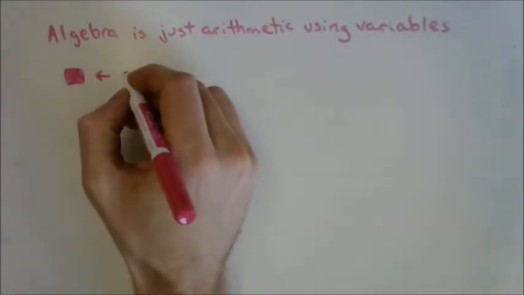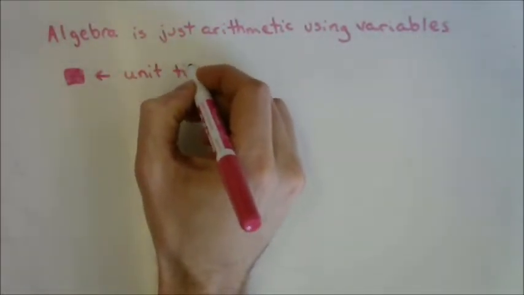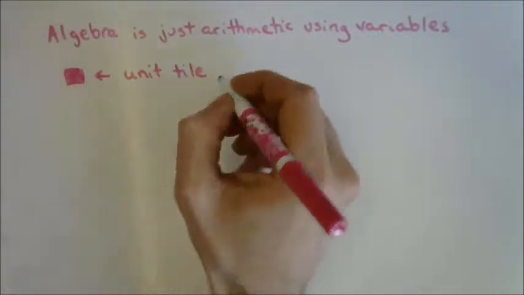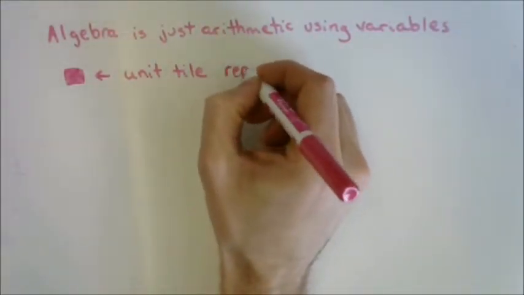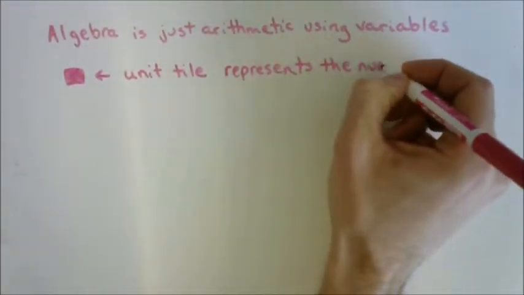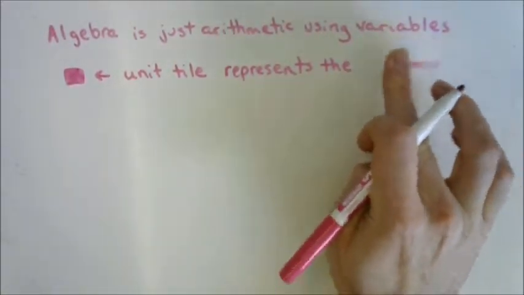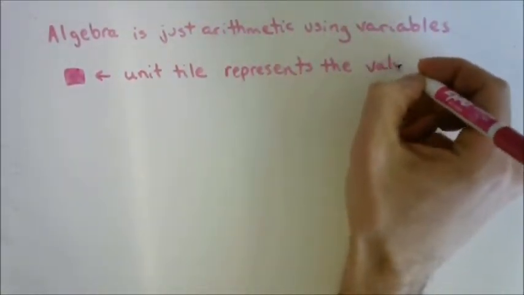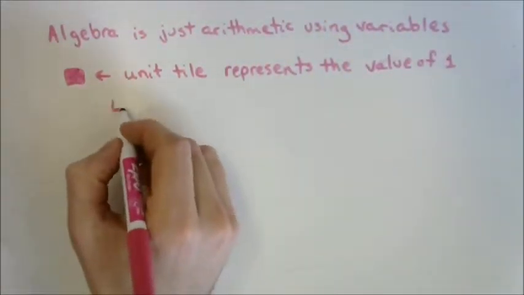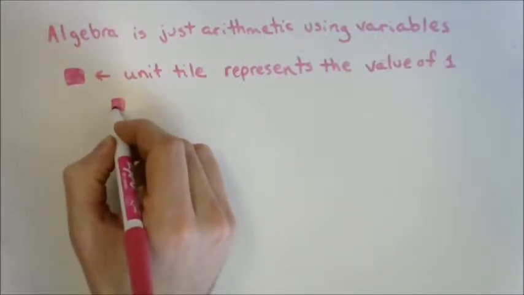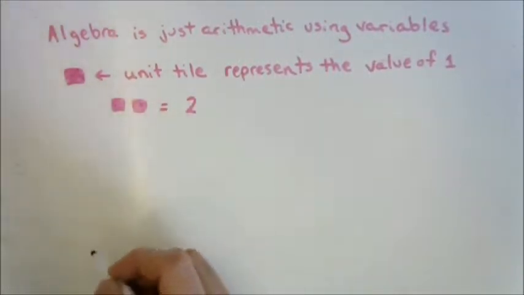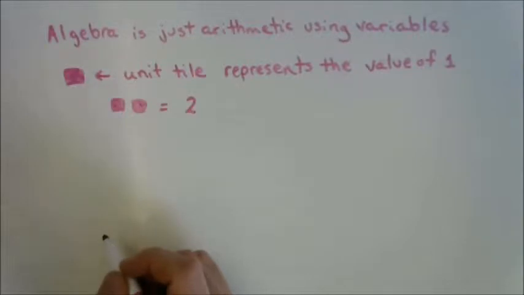This is a unit tile. It just represents the number 1, or the value of 1. For example, well, we're going to use them to help us learn algebra. But if you had 2 of these, you would just have the value of the number 2. Not so difficult, eh?